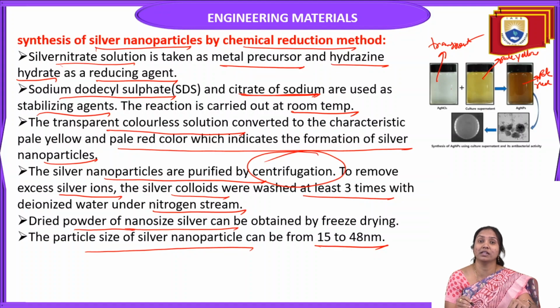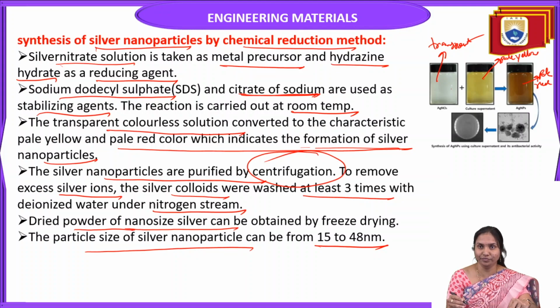In this, first we take silver nitrate solution as a precursor, and we add the reducing agent hydrazine hydrate, and also the stabilizing agents sodium dodecyl sulfate and sodium citrate. Then the transparent colorless solution converts to pale yellow, then to pale red color. That pale red color indicates the formation of silver nanoparticles. Next, the silver nanoparticles are purified by centrifugation, that means removal of liquids from solid.